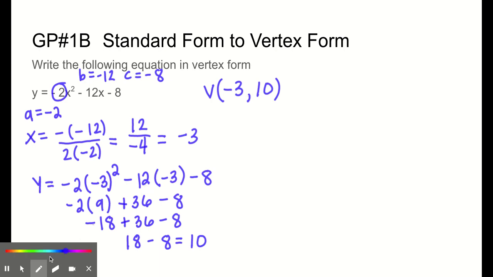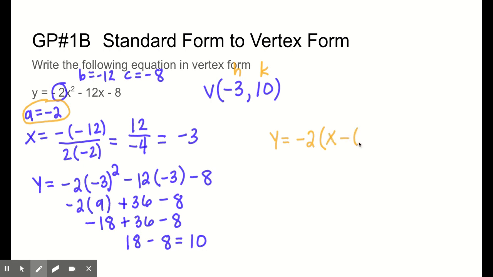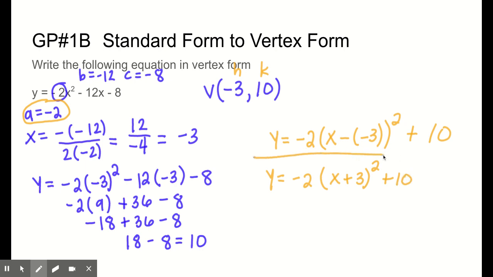So for our vertex form, we have A here, and the vertex gives us H and K. So we can go ahead and plug those values into vertex form. So we have y equals negative 2 times x minus h squared plus k. To simplify that, we get y equals negative 2 times x plus 3 squared plus 10. That is our answer in vertex form.